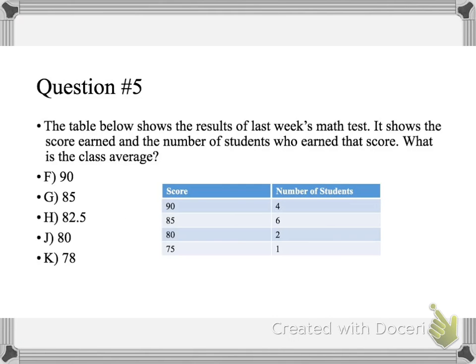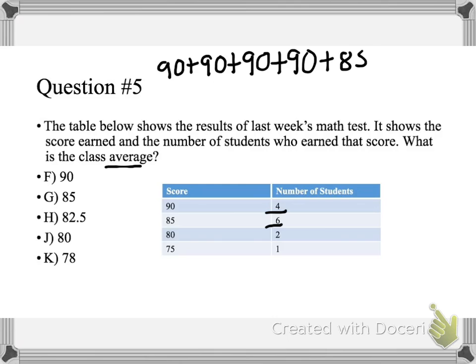And the last question that we're going to look at today, it says the table below shows the results of last week's math test. It shows the score earned and the number of students who earned that score. What is the class average? So again, the class average means I have to add up all the scores and divide by how many I have. So in this one, we notice that we have 4 students that made a 90. So we're going to have to add up a 90 plus a 90 plus a 90 plus a 90.